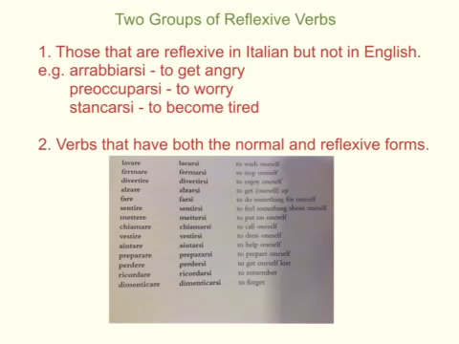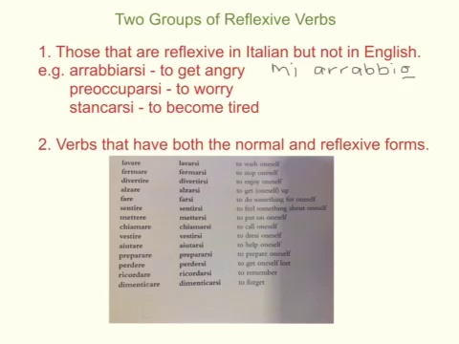To finish off, there are two groups of reflexive verbs. The first one is those that are reflexive in Italian but not in English. So, for example, in Italian, to get angry is reflexive, arrabbiarsi. So to say, I get angry, it would be mi arrabbio. Using that are ending and tacking on the reflexive pronoun.